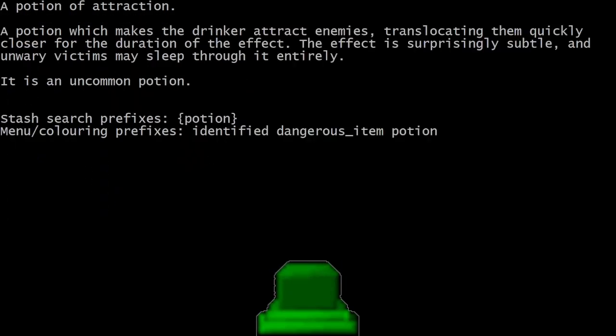Let's go to potion of attraction. A potion which makes the drinker attract enemies, translocating them quickly closer for the duration of the effect. This effect is surprisingly subtle, and unwary victims may slip through it entirely. It is an uncommon potion. This is a really, really strong consumable. It is dangerous to use, as you can see, by its tag of dangerous item.